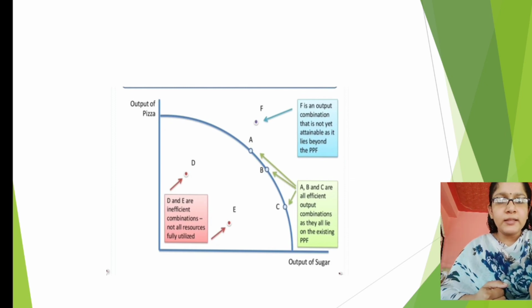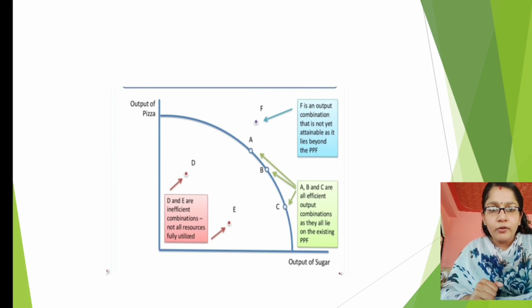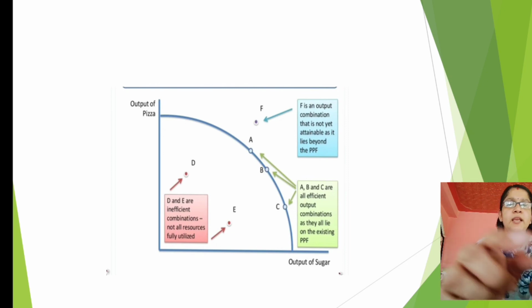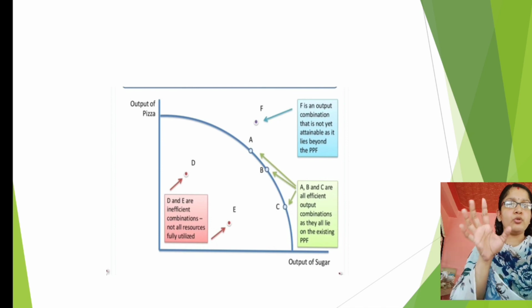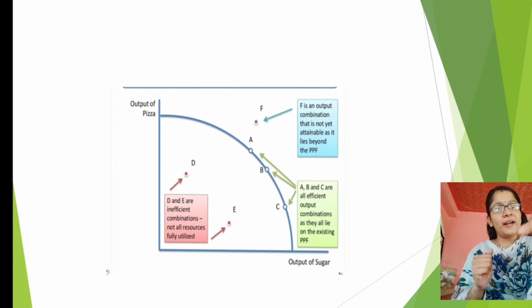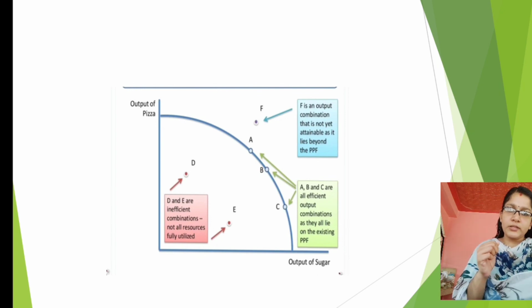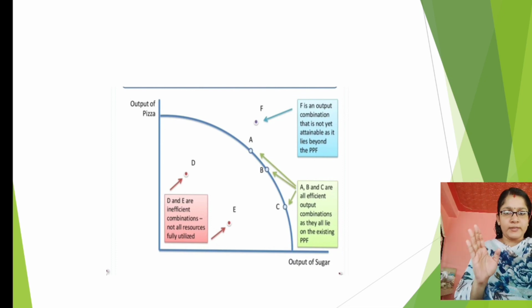And look here, there are 2 points, D and E, which are inside the production possibility curve, which are inefficient. That means these two are possible. We can produce these two combinations of production, but this is inefficient. That means underutilization of the resources happens. We can produce more by using the resources more. That is what these points are showing.